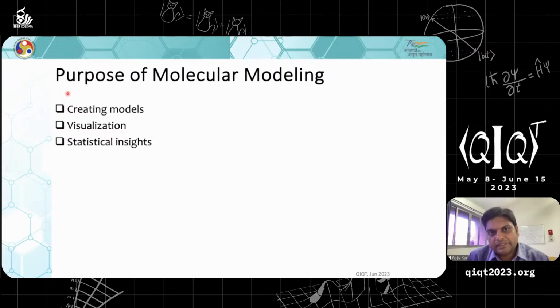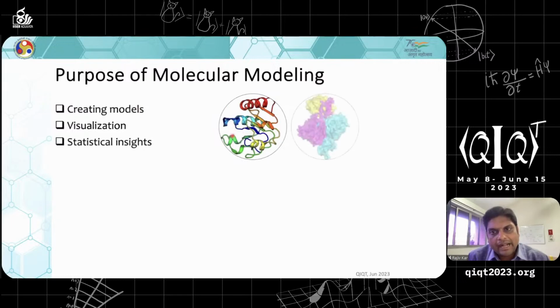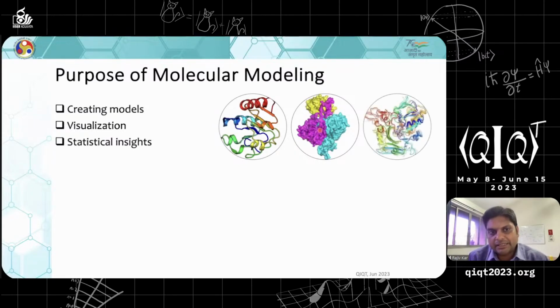The purpose of molecular modeling is, number one, to create models where we can see the network, the three-dimensional arrangement. For example, this is a model of a protein, and of course it is useful for the visualization part. Here we see different color codes, and these represent different proteins that are interacting with each other, and the statistical insights that we will gain through the simulations.